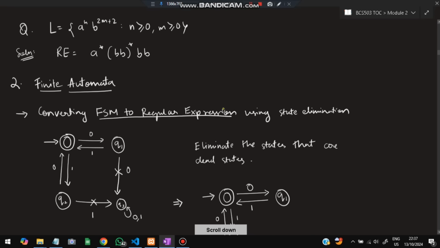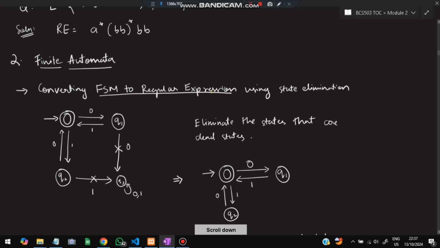Let's move on to the second topic, which is finite automata. Now the main question here is to convert an FSM into a regular expression using the state elimination method. Very, very important question from exam point of view. We'll be given an FSM, finite state machine, and we have to convert it into a regular expression. FSM is a DFSM or NDFSM, which is deterministic or non-deterministic finite automata. Just follow the steps, you can solve any question very easily.